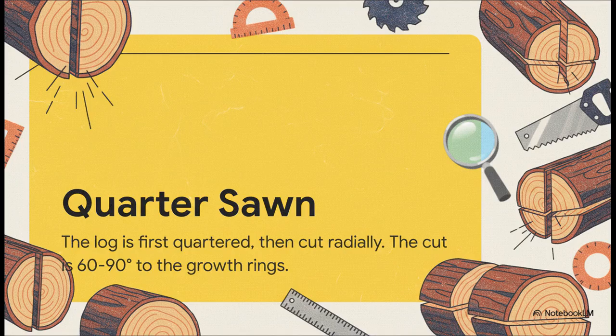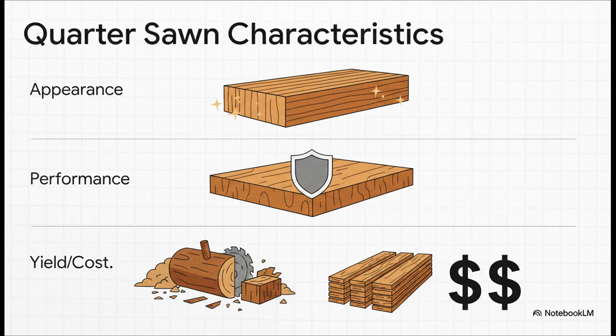It's a lot more work, which, of course, has a big impact on how it performs and what it costs. And wow, what a trade-off it is. By cutting across those growth rings, you get an incredibly stable board that just doesn't want to warp. The grain becomes really straight and linear. And for certain species, like oak, this radial cut slices through the wood's medullary rays, and that reveals these beautiful, shimmering figures called ray fleck.